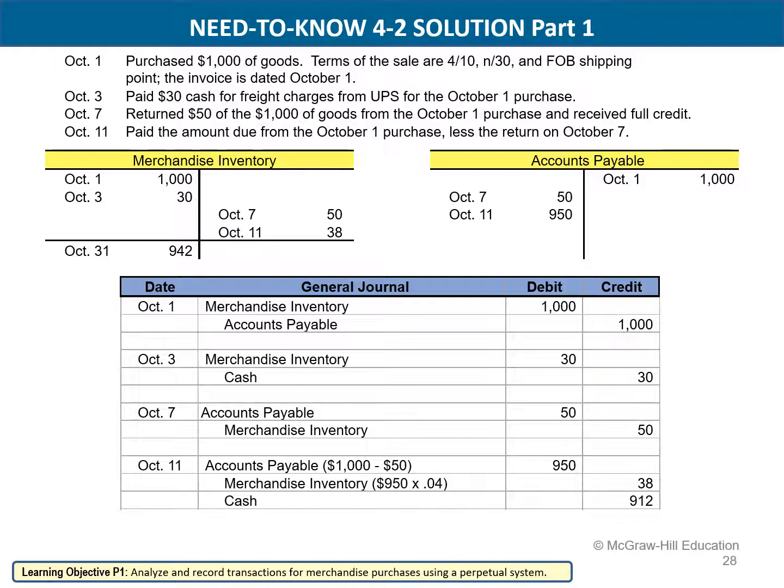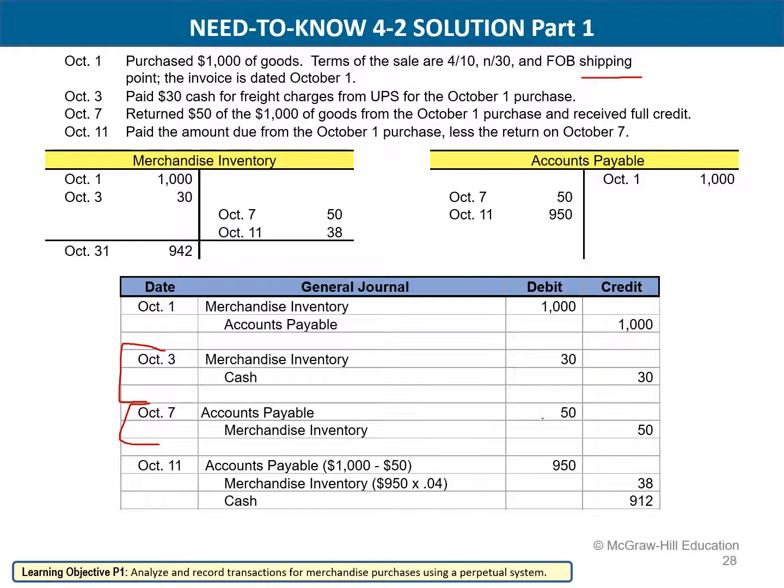All right, so then on October 3rd, we paid $30 cash for freight charges from UPS for the October 1st purchase. Well, because it's FOB shipping point, remember, we're responsible for it, and it just becomes part of our inventory cost here. Okay, so we debit inventory and credit cash because they tell us we paid cash for it. Then on October 7th, we returned $50 of the $1,000 goods from the October 1st purchase and we received a full credit. So we're just undoing it, right? So you just reduce your payable by $50 and you reduce your inventory by $50.